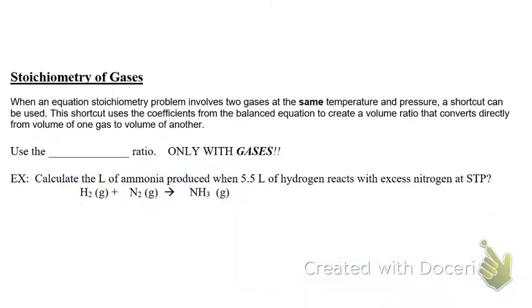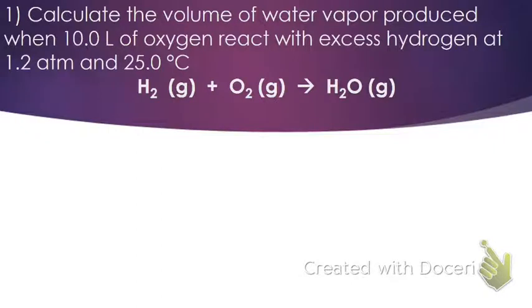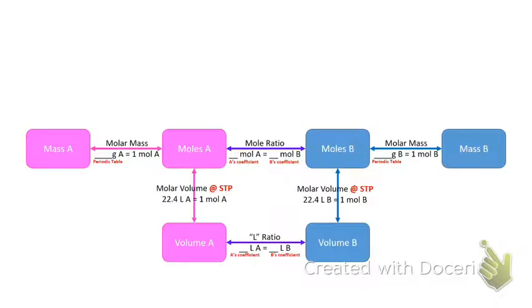So let's look at the second problem. This says to calculate the volume of water vapor produced when 10 liters of oxygen react at 1.2 atm and 25 degrees Celsius. And then there's a reaction. I'm going to go ahead and balance that reaction automatically. And then one thing that I notice is that this is not at STP anymore. And so you might think that we've got a problem, because when we were looking at this before, we were counting on the fact that 1 mole is equal to 22.4 liters at STP.